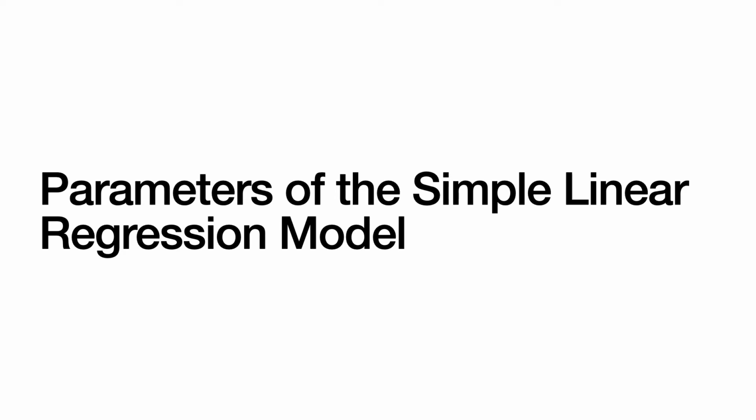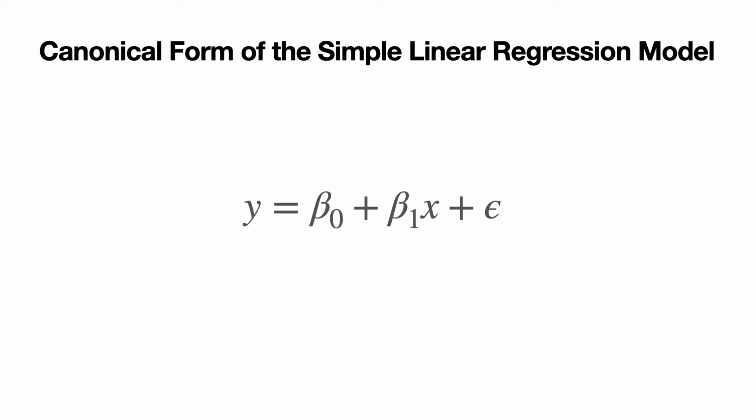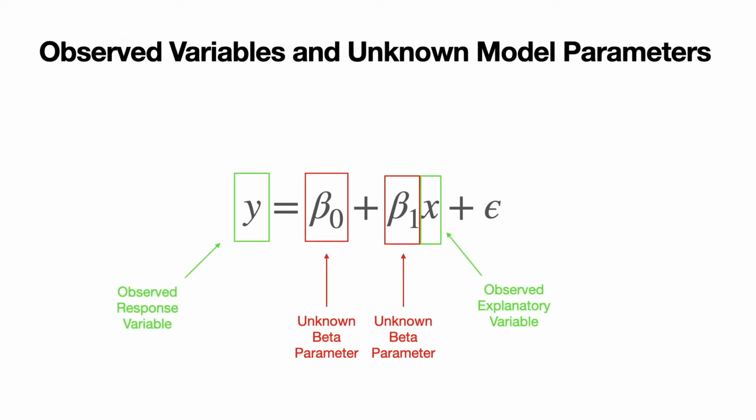Next, let's identify the parameters in the simple linear regression model. So again, here is the canonical form of the simple linear regression model. In this model, we have observed variables and we have unknown model parameters. So y and x are the observed variables. Y is the observed response variable. X is the observed explanatory variable. And then beta 0 and beta 1 are unknown parameters.